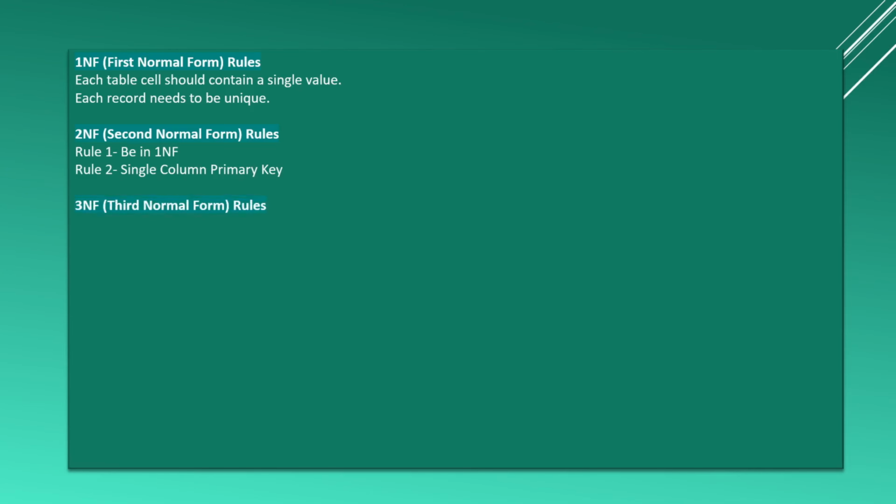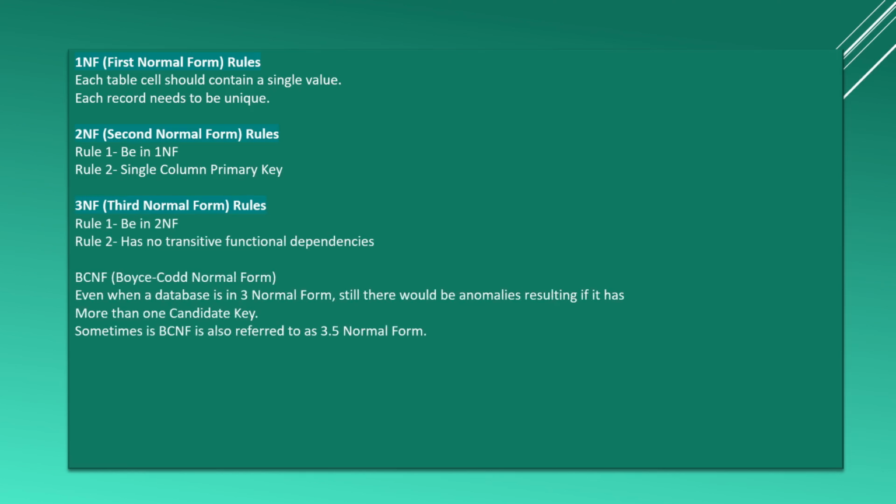Next is third normalization form. It must be in second normalization form, and the second rule is it has no transitive functional dependency.